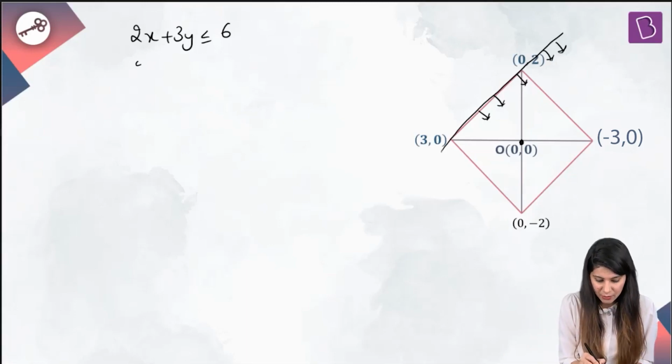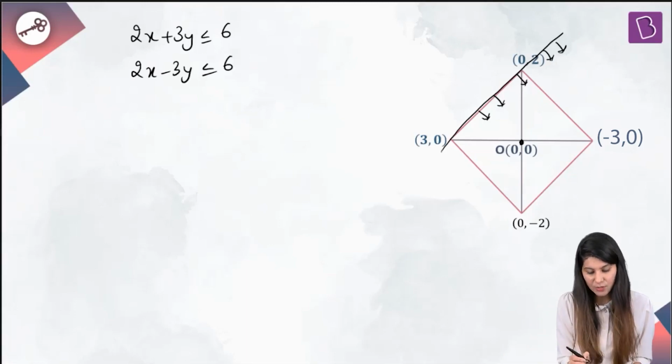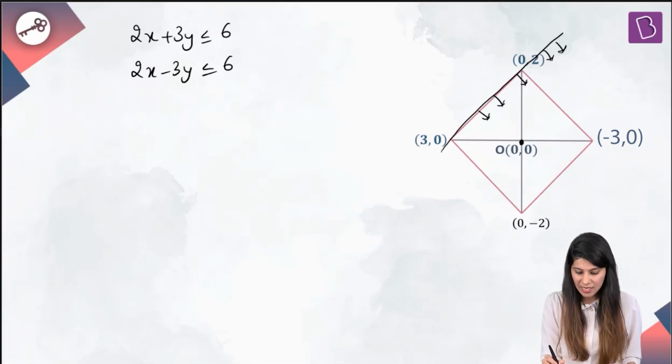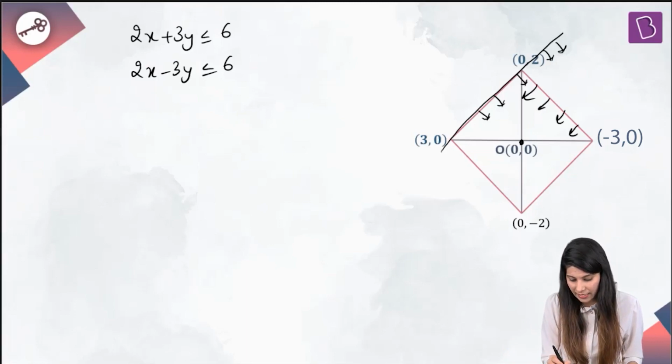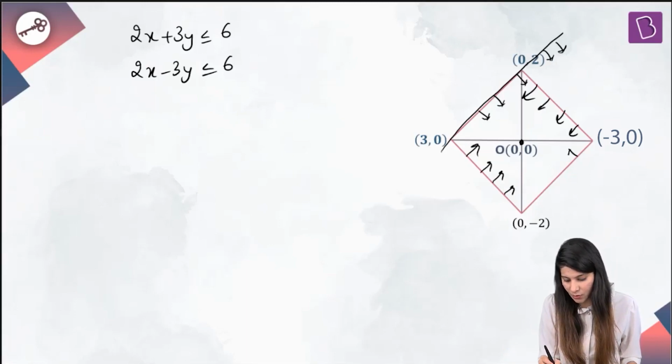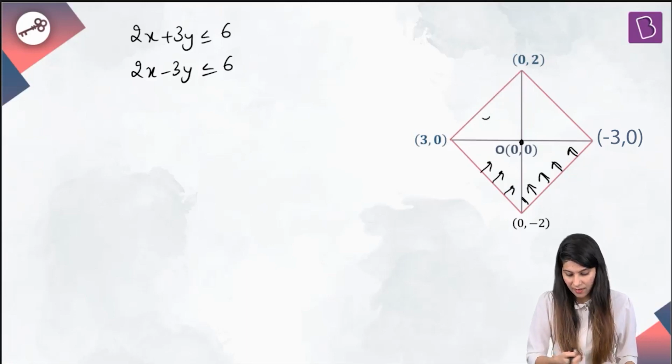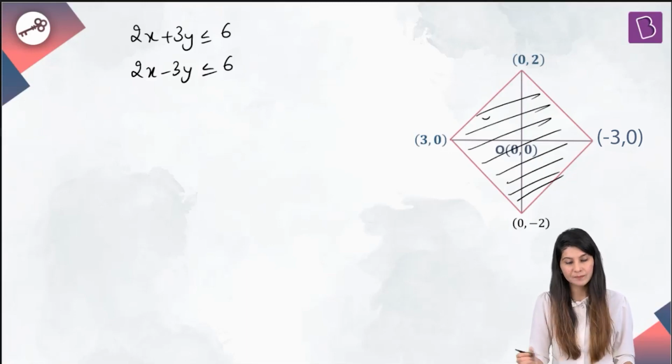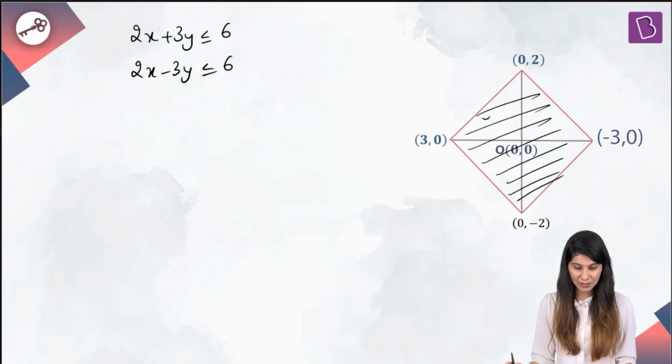Okay. Similarly, 2x minus 3y less than or equal to, again, origin is satisfying. That means for each and every line, the area which is enclosing the origin, that is the area. That means the area which all the 4 inequalities are forming is nothing but this rhombus only. So we need to calculate the area of the rhombus, right?